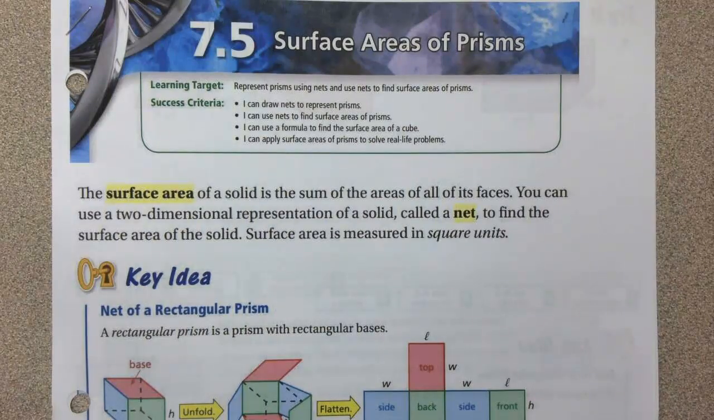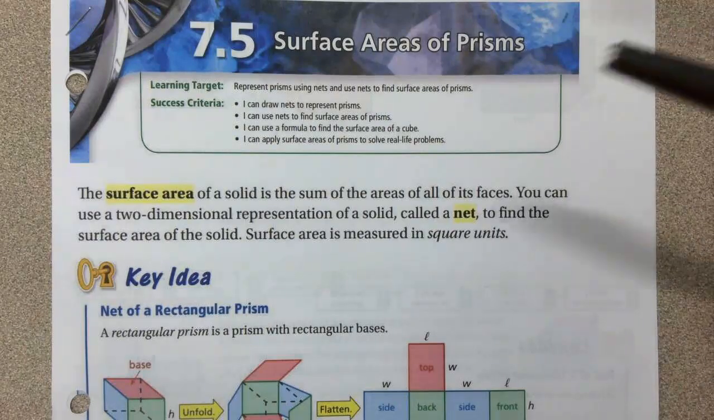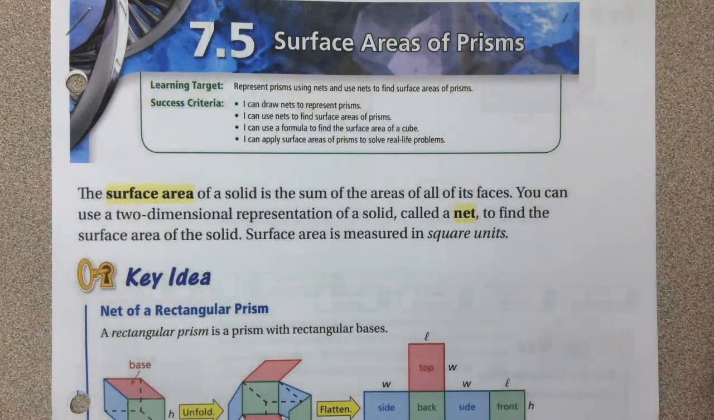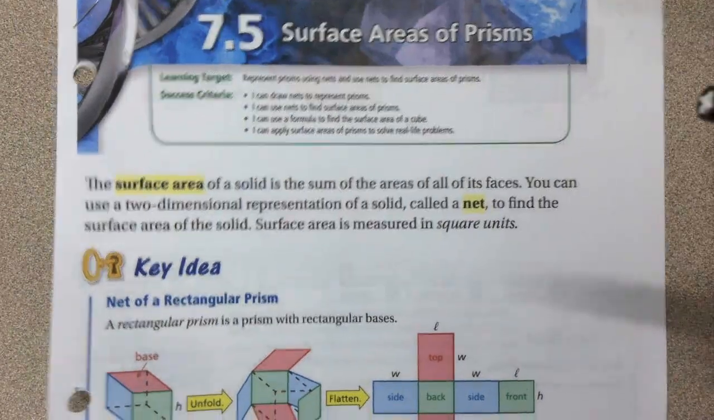Today we are going to find the surface area of prisms. So first of all, when we talk about surface area of a solid, so we have a three-dimensional figure, surface area is just like it sounds. It's the area of every surface on that figure. So we can use two-dimensional representations of a solid. Those are called nets to find the surface area.